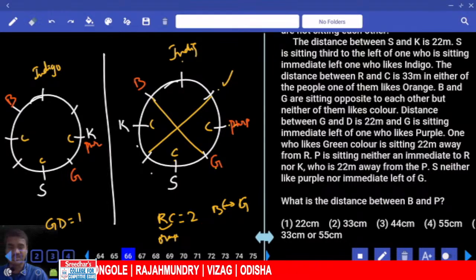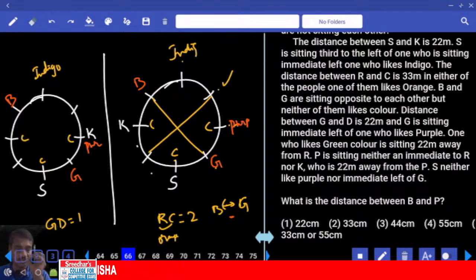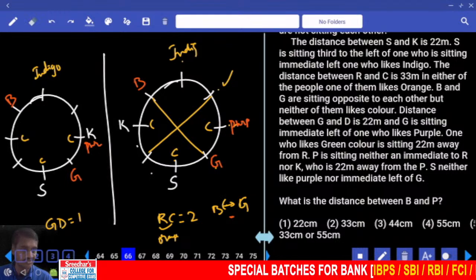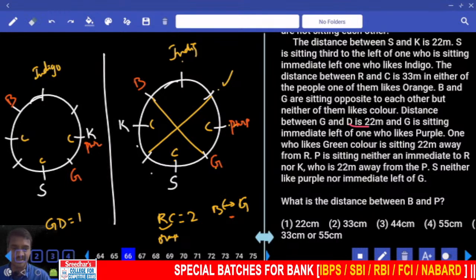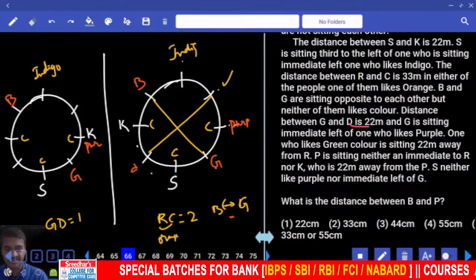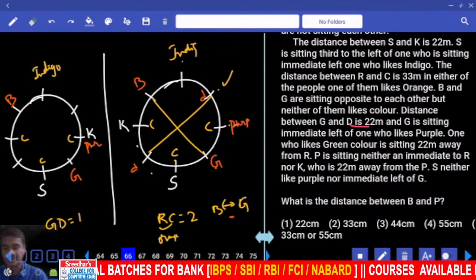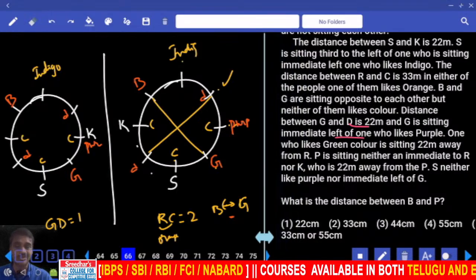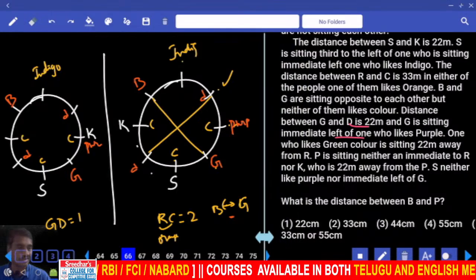Now between G and D there must be exactly one person, and B and G are opposite to each other. Between R and C, there must be exactly two people. B and G are sitting opposite, but neither of them likes a color. The distance between G and D is 22, so D can be either here or here. And G is to the immediate left of purple.